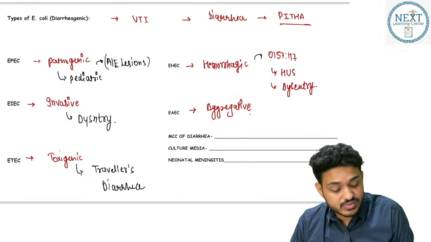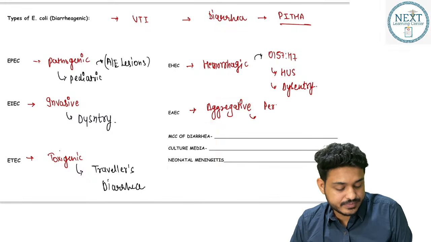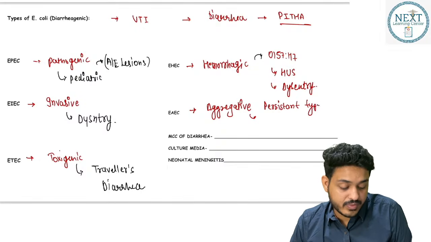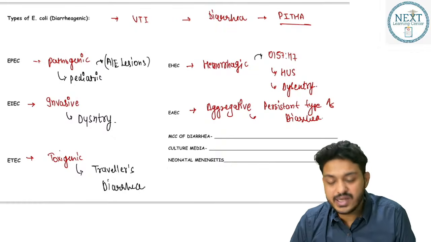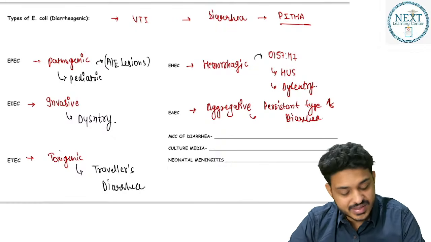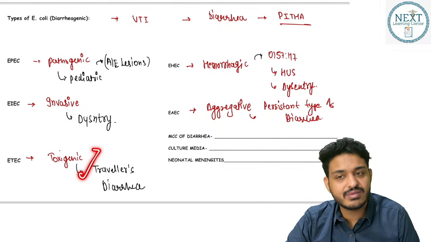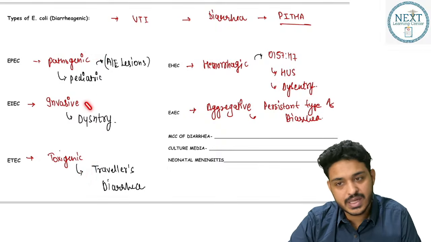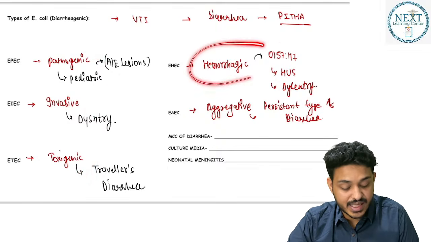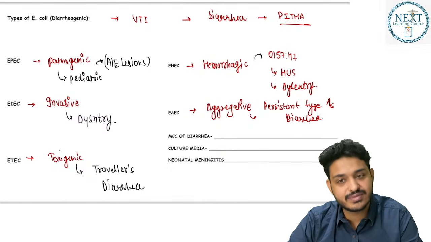Enteroaggregative is going to cause what, persistent type of diarrhea. It is going to cause persistent type of diarrhea. Persistent type of diarrhea will be there, right? So these are going to be the 5 important strains that you need to remember. T for traveler's diarrhea, P for pathogenic, P for pediatric, invasive is dysentery, and this O157:H7 is very, very important.